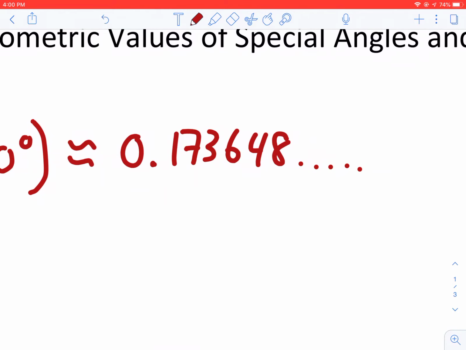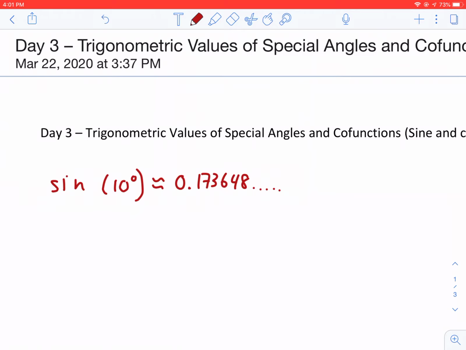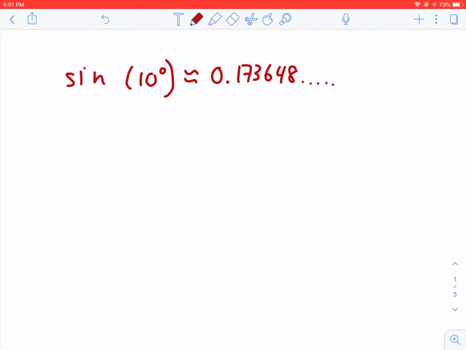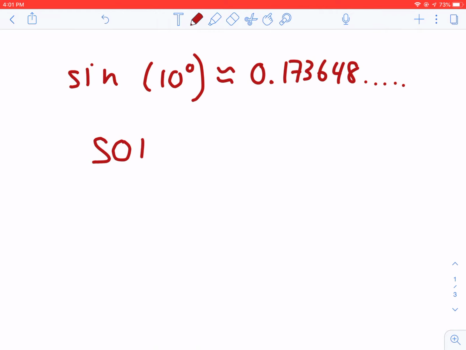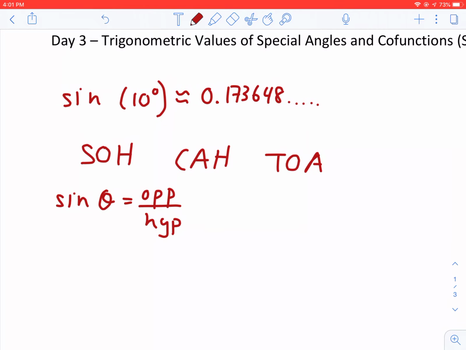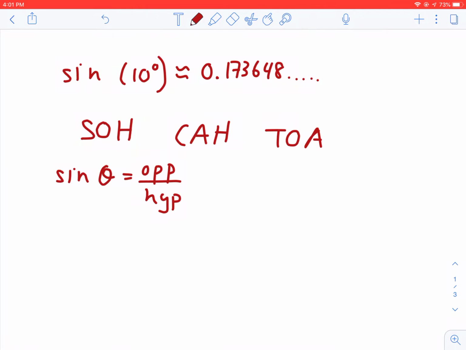And it actually goes on forever. It's an irrational number. And so what the heck does sine of 10 equals 0.173648 mean? Well, let's remember our trig definitions. Sine, we can get from SOHCAHTOA. The sine of an angle, theta, is equal to opposite over hypotenuse. So the sine of 10 degrees being 0.17, that's just telling us the ratio of the side length of the opposite side in the right triangle to the hypotenuse is 0.17 when the angle is 10 degrees.